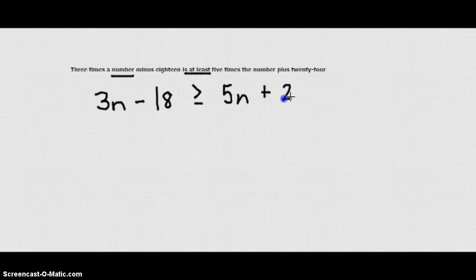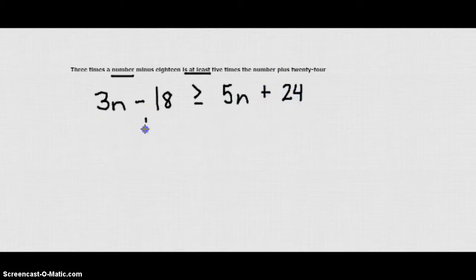All right, so let's consider this written sentence. 3 times the number minus 18 is at least 5 times the number plus 24. Let's call this number n. So we say 3 times the number n minus 18 is at least. At least is telling us that it has to be at least this right side. So if it's at least the right side, that means it has to be greater than or equal to the right side. So it's greater than or equal to 5 times the number plus 24.